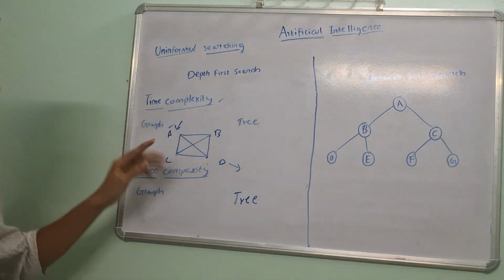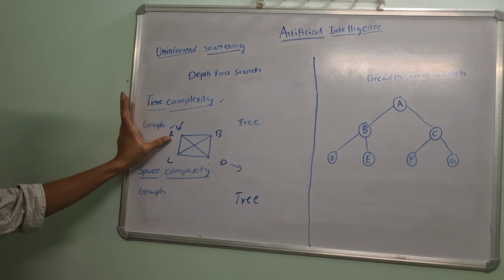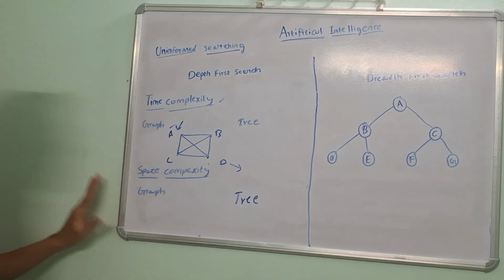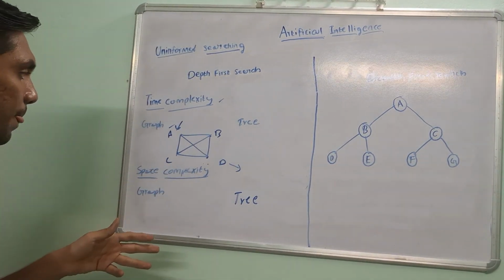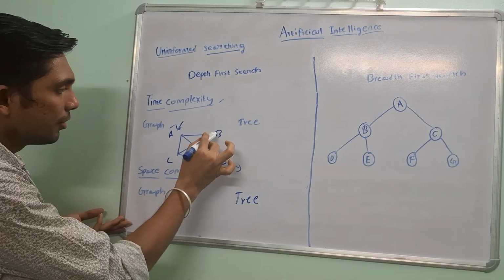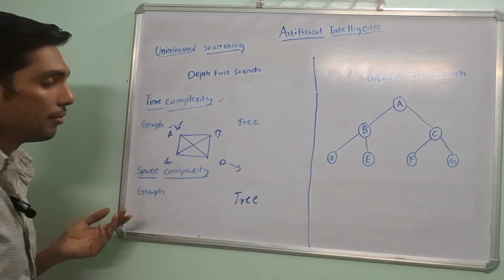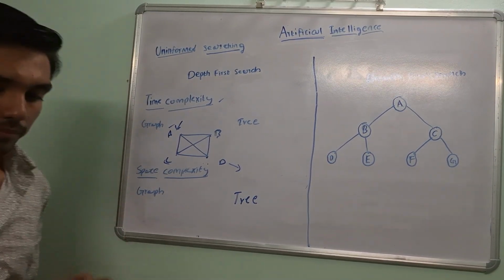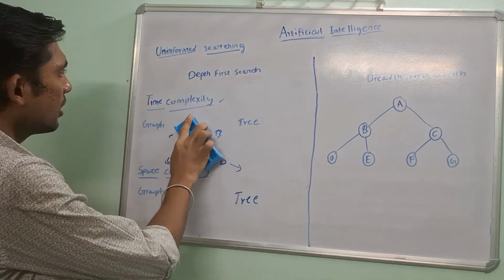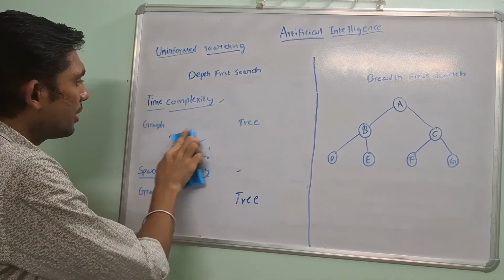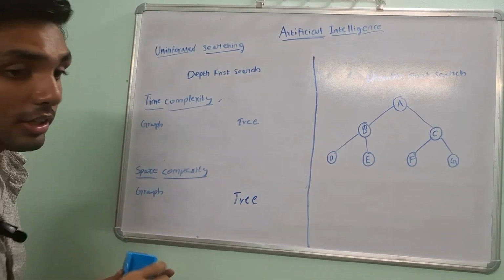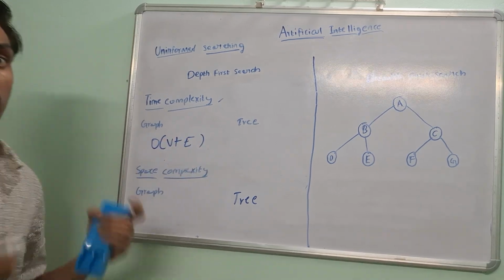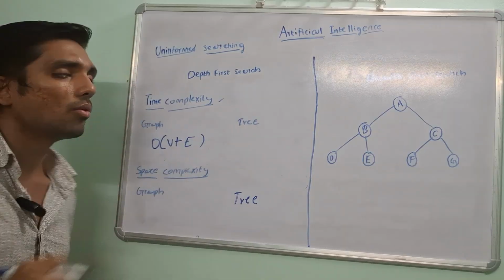In case of a complete graph, starting from the initial node, we have three possible choices: B, C, and D. We can choose either B or C or D. So, in the worst case, if we choose B first, then C, and then D, we have explored all the possible nodes which are present in the graph. That's why the time complexity for the depth first search algorithm in case of a graph is order of vertices plus edges, because in the worst case we have to explore all possible nodes till we reach the goal node.